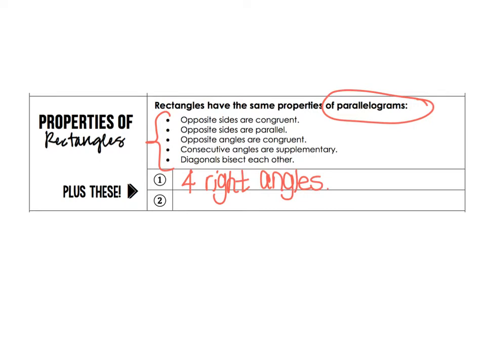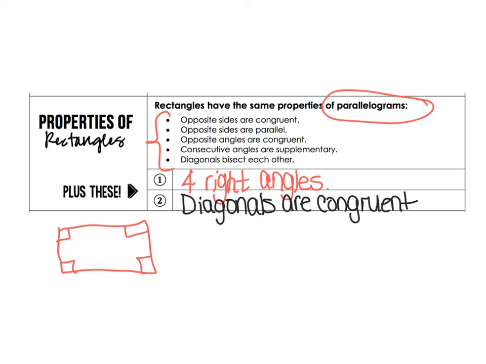Four right angles. So if we take a look at a rectangle, we have 4 right angles. What is the second property we're adding? The second property that we're adding is that the diagonals are congruent. So take a look at this. Here is a diagonal. It is, let's say, 10 inches. Here is a diagonal. It is also 10 inches.